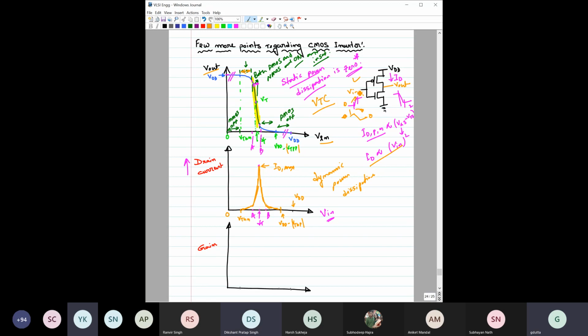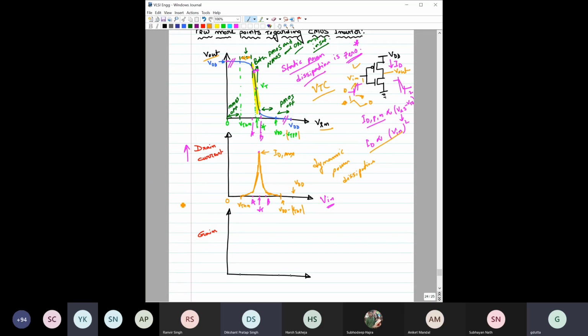Unlike in earlier cases, if you keep the input at 0 or 1, in either case, as you have seen, for at least one of the cases there would be a direct path between VDD and ground. And that is not there. That is, we are able to completely avoid it here.